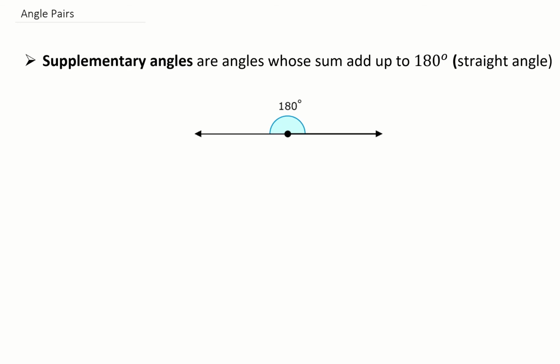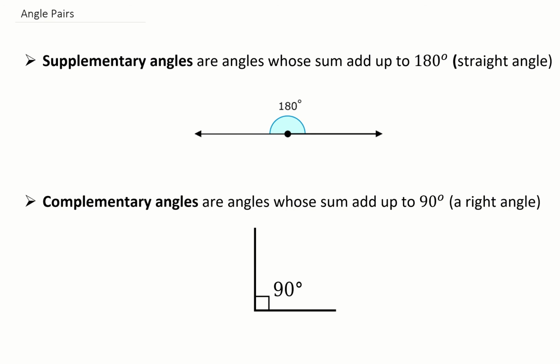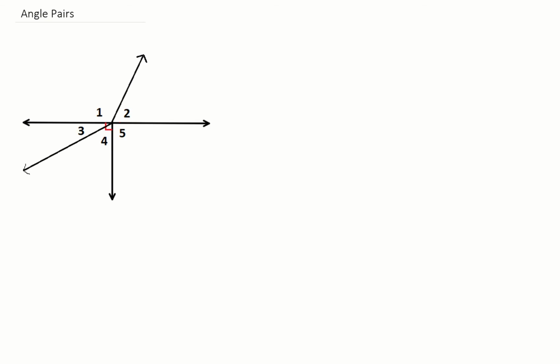Okay, so a bunch of vocab here. Again, we said that supplementary angles add up to 180, whereas complementary angles add up to 90 degrees. So supplementary is 180, complementary is 90. Looking at an example real quick, just to identify the terms that we just mentioned.